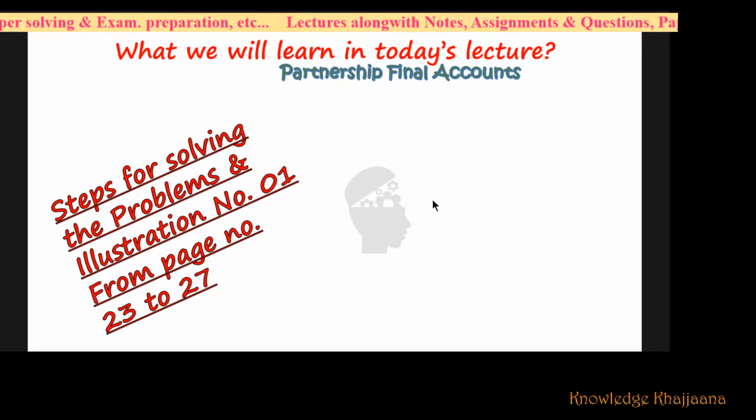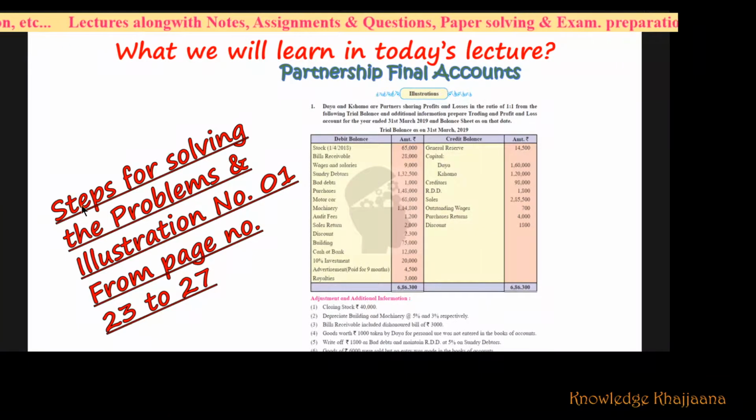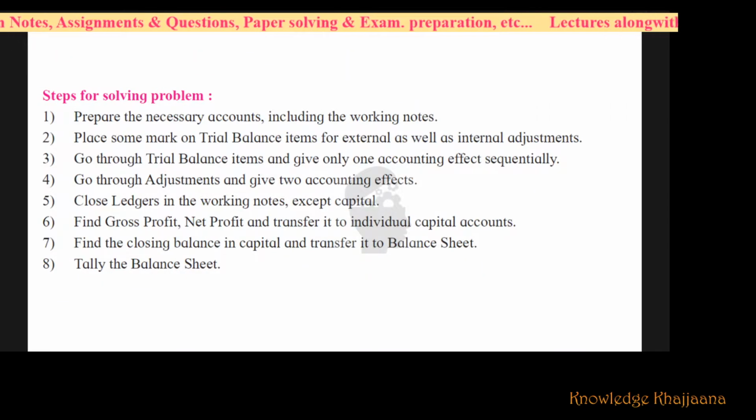In today's lecture we will solve the problem illustration number 1, and before that we'll also see the steps to solve the problems. Which are the steps to solve the problem? First of all, prepare the necessary accounts including working notes. Which are the necessary accounts? Trading account, then profit and loss account. If it is asked in the problem, then you also have to complete the partner's capital account.